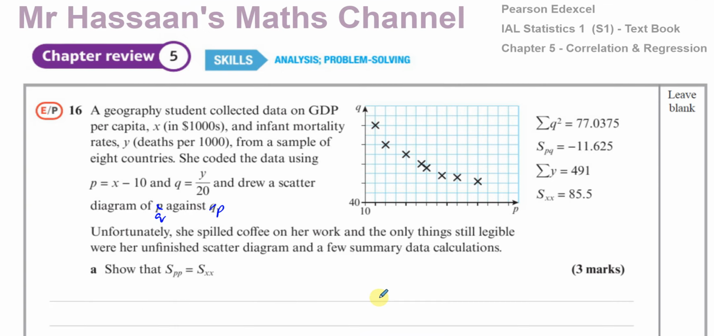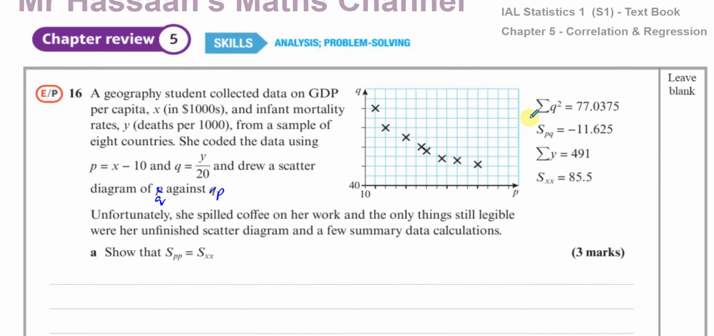All right, so now, they've given us some data here. The sum of Q squared, which is basically all the Q values squared and then added together. The sum of Y are all the original Y values added together. That's the sum of Y. And SPQ, SXX, SPP, they're basically a measure of the variance, how the values of P vary with the values of Q, how the values of X vary within itself, and so on. That's what it's basically to do with the variance.